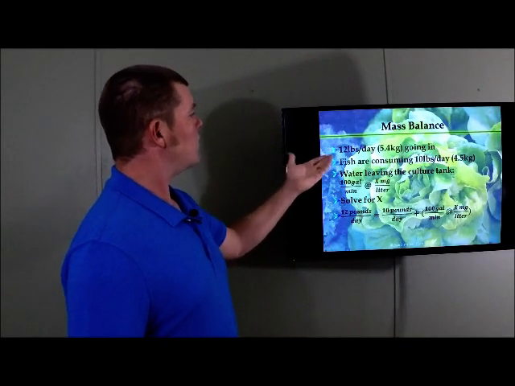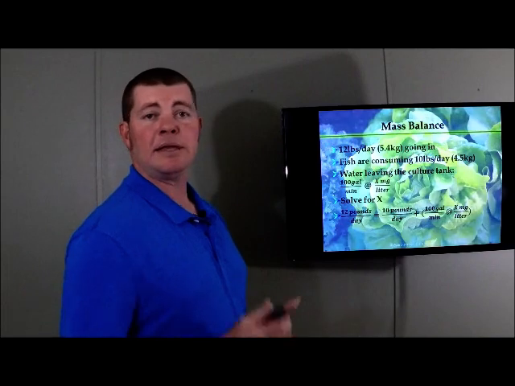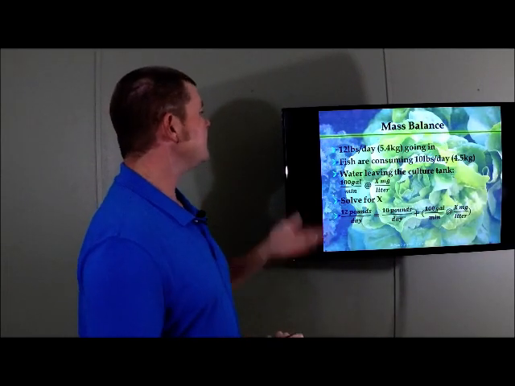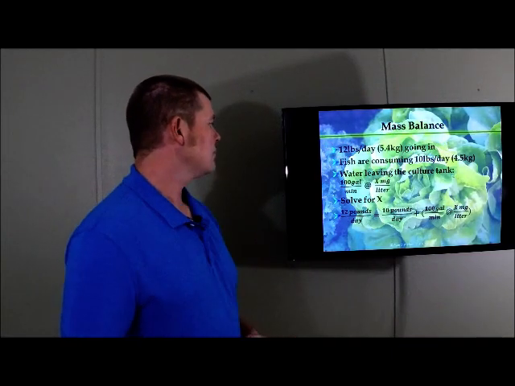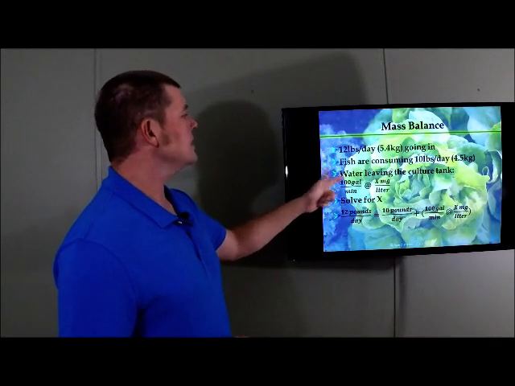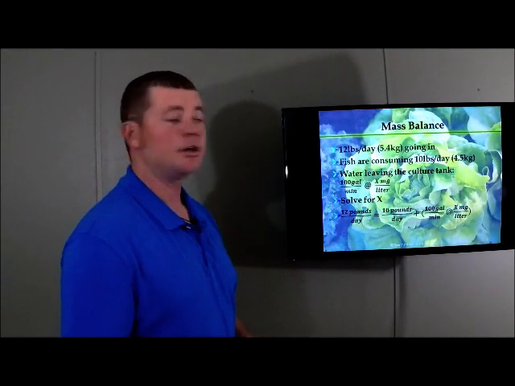We move on here. 12 pounds a day, which is 5.4 kilograms, going into the fish culture tank, and the fish are consuming 10 pounds a day, which is 4.5 kilograms. And then we have the water leaving the culture tank, okay? And that's represented by the following equation.